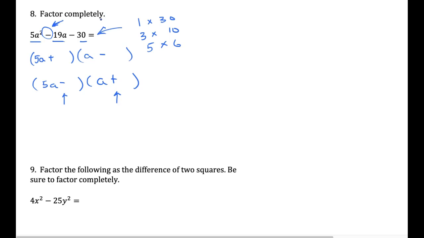that's negative. Okay, so I can try putting, how about a 5 here and a 6 here? So I'm going to get plus 5a minus 20a. And that is going to give me negative 15. Well, that was pretty close. So I think I'm going to erase that, and I'm going to try it the other way around.